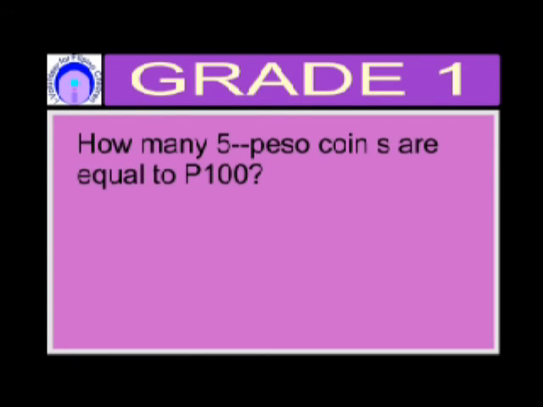How many 5 peso coins are equal to 100 pesos? How many 5 peso coins are equal to 100 pesos?